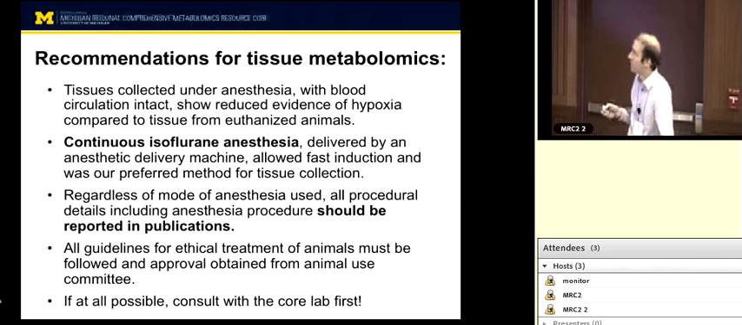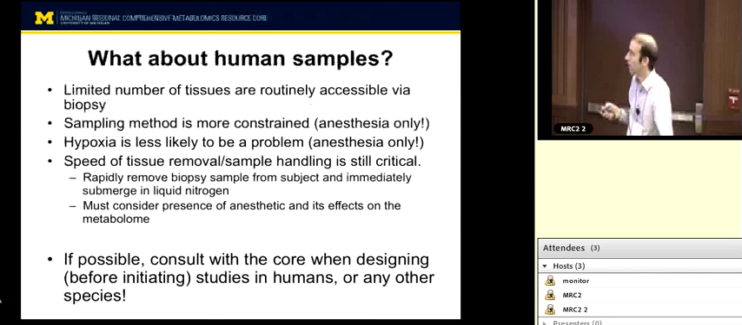Regardless of the mode of anesthesia you use, it's important to document whatever procedure you used in your publication. It can have an impact, so that if someone goes back and tries to reproduce it, they know how you did this. And it's surprising how many papers that talk about tissue metabolomics don't even think to mention this. Of course, we need to follow ethical guidelines, and if at all possible, consult with the core lab first.